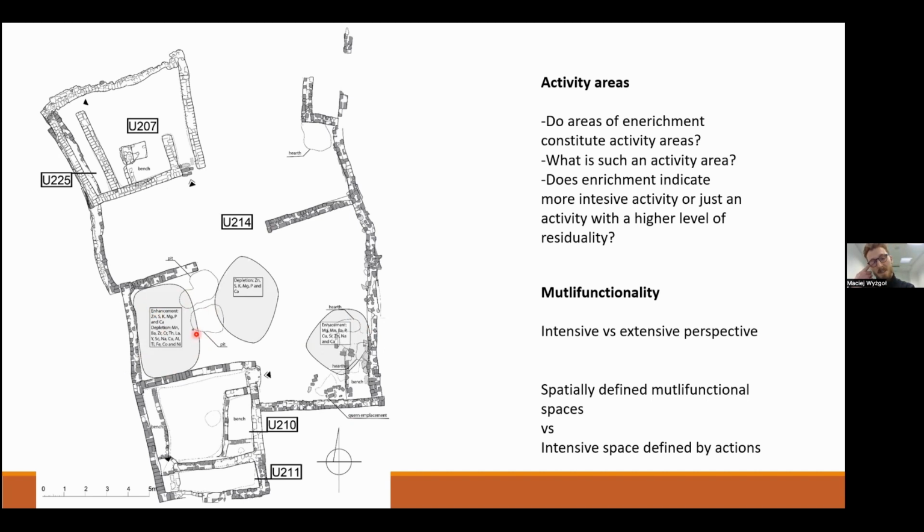And additionally, the high resolution data helps to change perspective from extensive, in which house compounds comprise spatially defined multifunctional spaces, to intensive perspective, in which domestic space is constituted by everyday actions, so it's flexible and changeable.